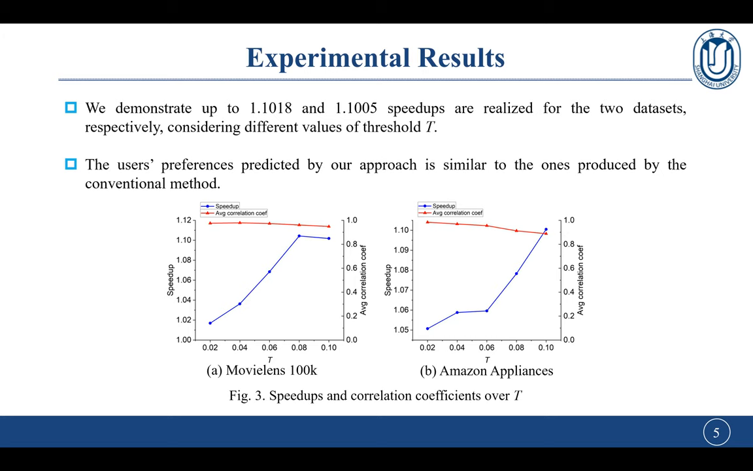Through the experiment, we can find that our method can realize up to 1.1 times speedup, considering different values of threshold T. And the user's preferences predicted by our approach are similar to the ones produced by the conventional method. As for the threshold T, we consider the absolute values less than T to be close to zero.